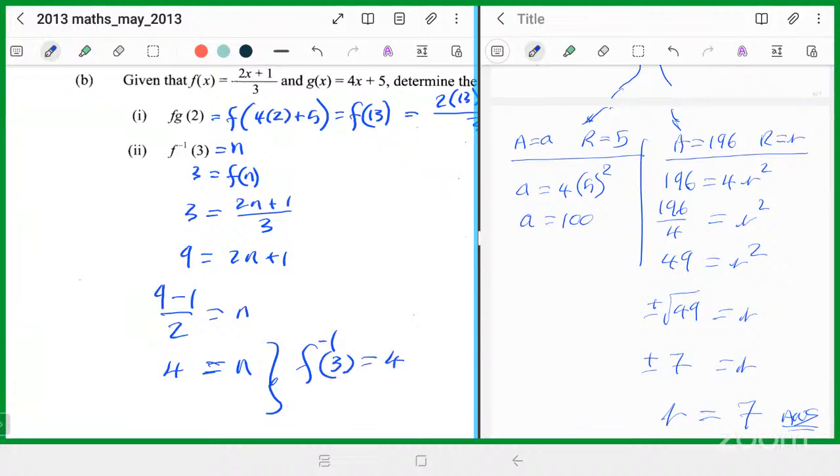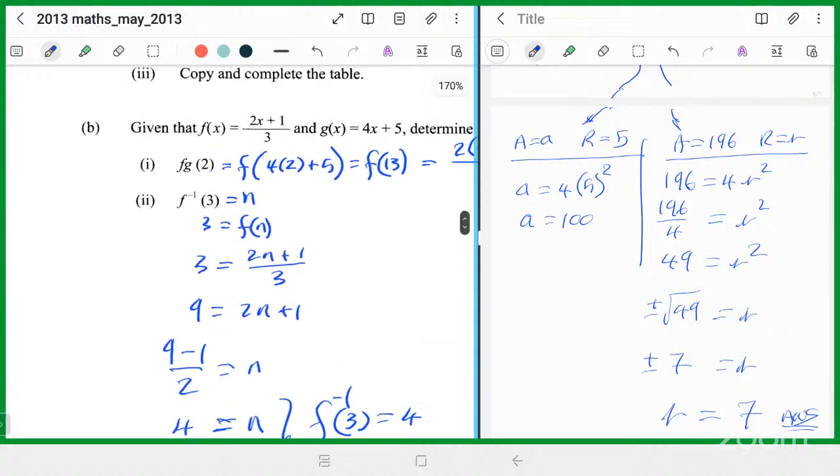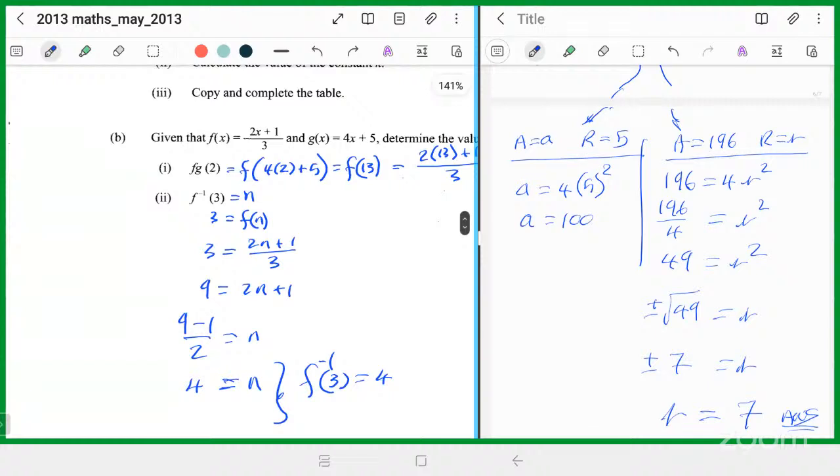We could do it the way where we find the inverse function first. We still have to transpose to make whatever is in this position the subject. That's one way to do it. Then you put the 3 into the inverse function and get 4. That's one way to do it. All right?